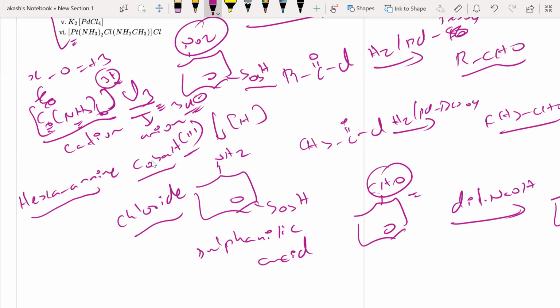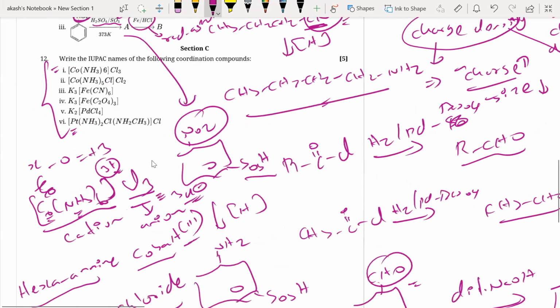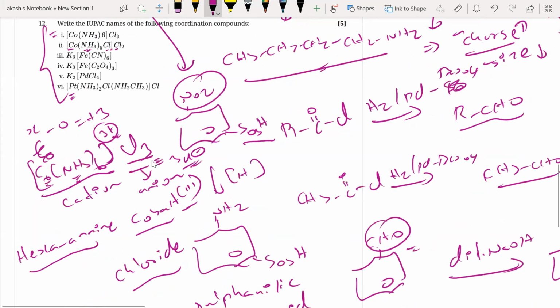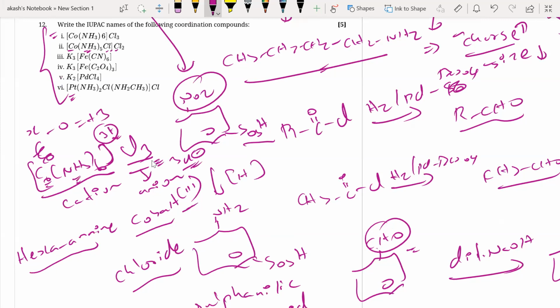Next one, we have cobalt again: [Co(NH3)5Cl]Cl2. Now I have only 5 ammines, and then I have 1 chlorine inside the coordination sphere. Again, if you check, you are going to get the same oxidation number for cobalt, +3. The same thing you will get.